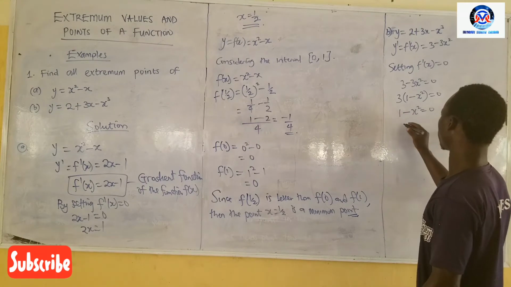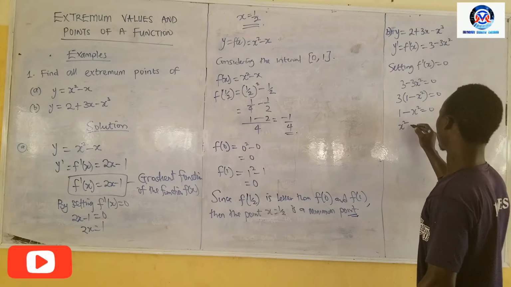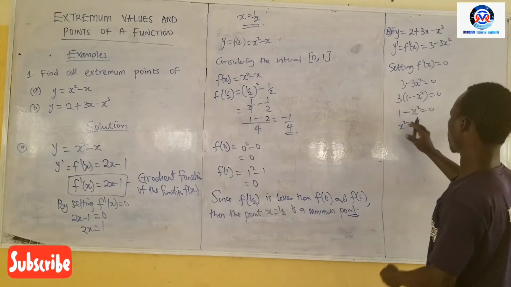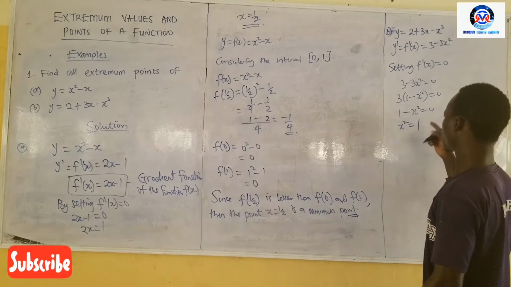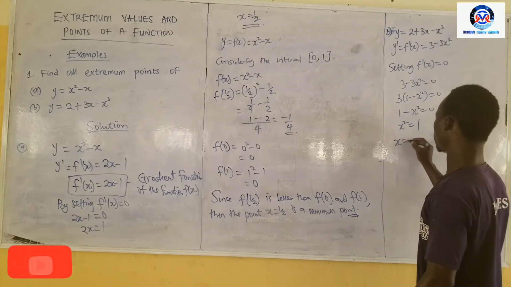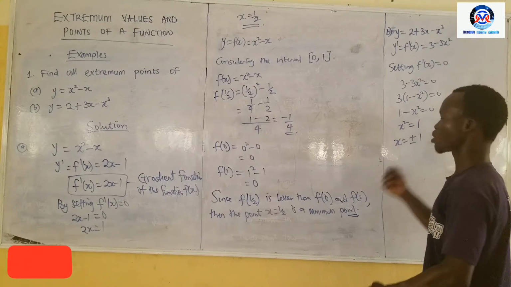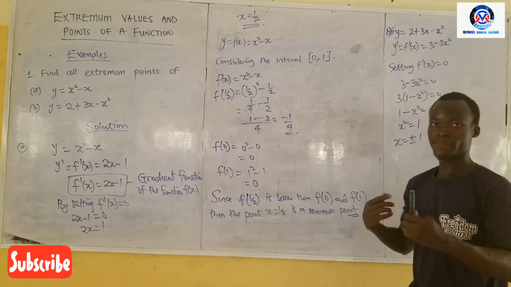Then, from here, this is a difference of two squares, or we can simply say this is x squared equals what? Equals 1. Because by taking x squared to the other side, we have x squared equals 1. Taking the square root of both sides, we have that x is equal to plus or minus 1.